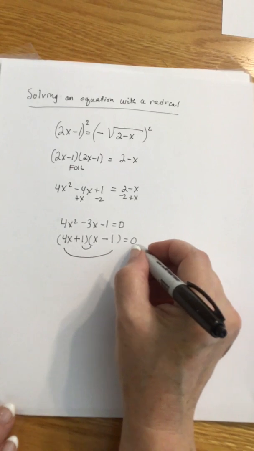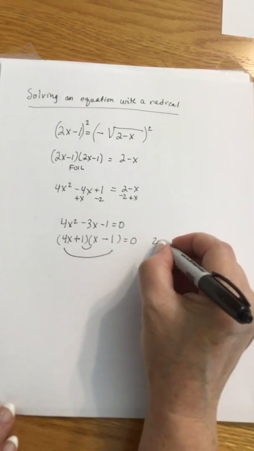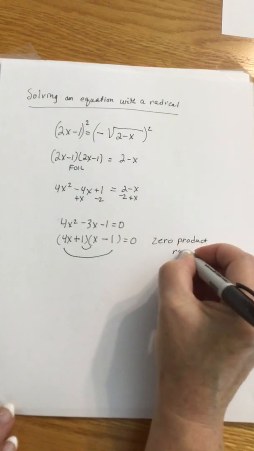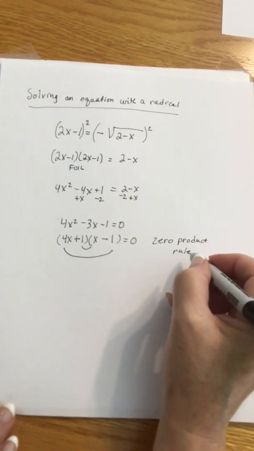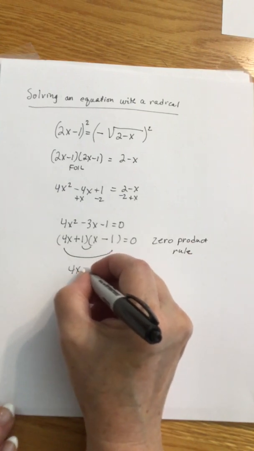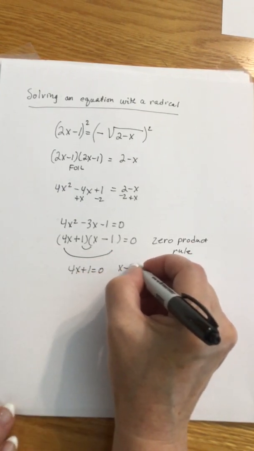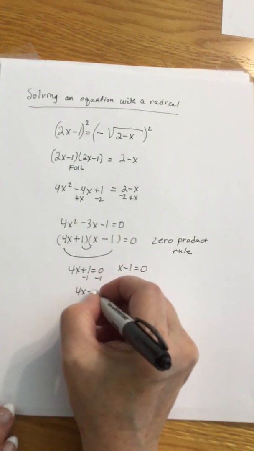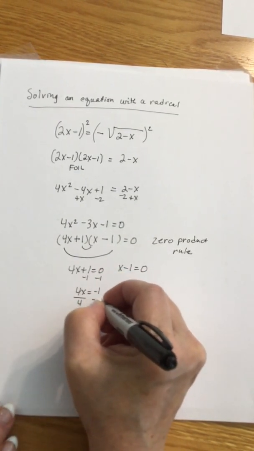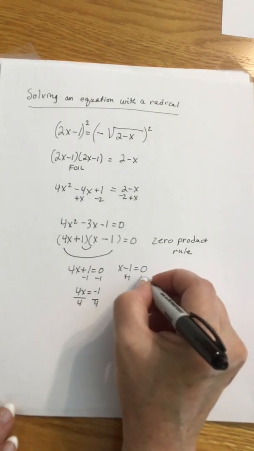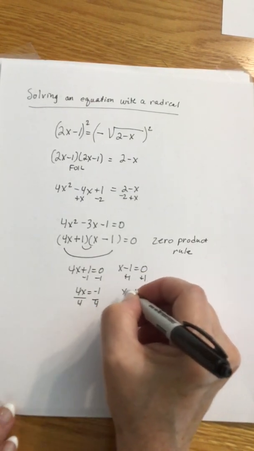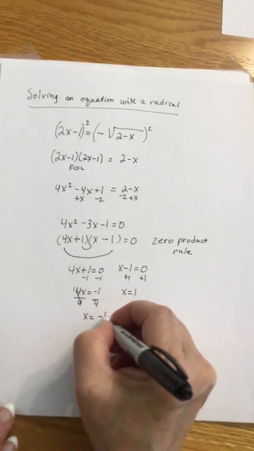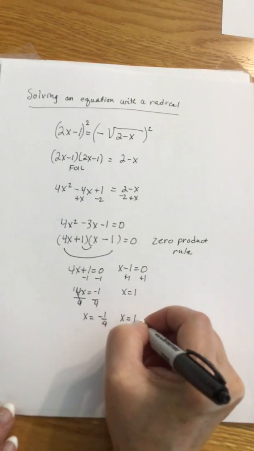So using again two things multiplying to be 0, we use the zero product rule. So for the zero product rule, we have 4x plus 1 equals 0, x minus 1 equals 0. So minus 1, 4x equals negative 1, divide by 4. Plus 1 gives me x equals 1. So I get x equals negative 1/4 and x equals 1.